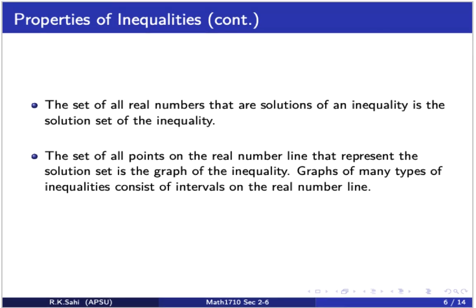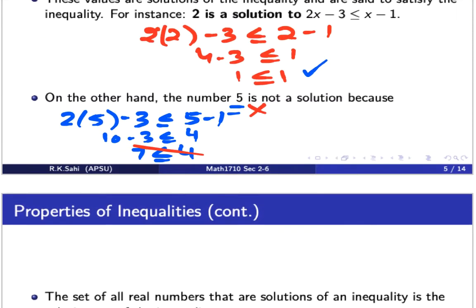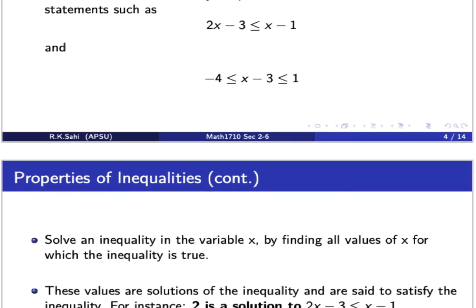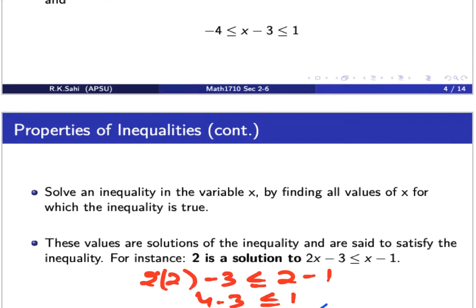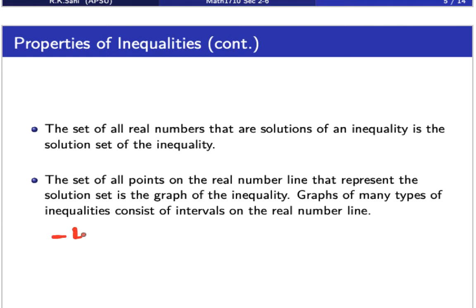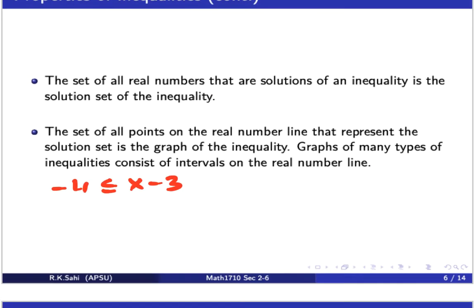Okay, so before we continue, let's go back and look at this example: -4 less than or equal to x minus 3, and less than or equal to 1. And see what the solution set is for this one. So we have -4 less than or equal to x minus 3 and less than or equal to 1.